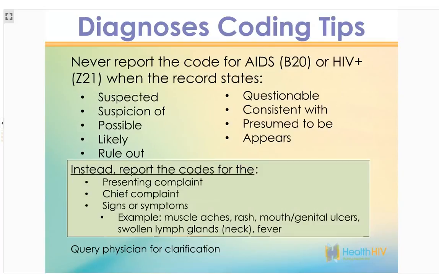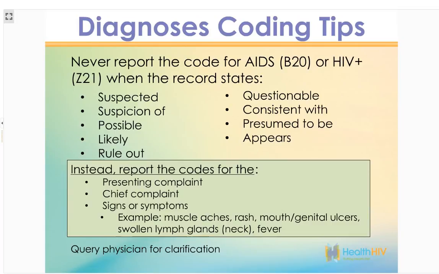We also spoke about the terminology: possible, suspicion of, rule out. Anytime a medical record states any of the terminology on the slide, the presenting complaint should be reported as the final diagnosis, such as muscle aches, rash, mouth ulcers or genital ulcers, fever. You have two options. You can report these, or you can query the physician.